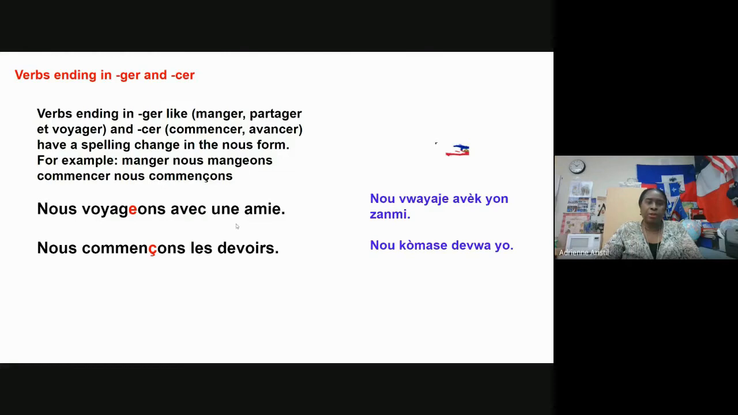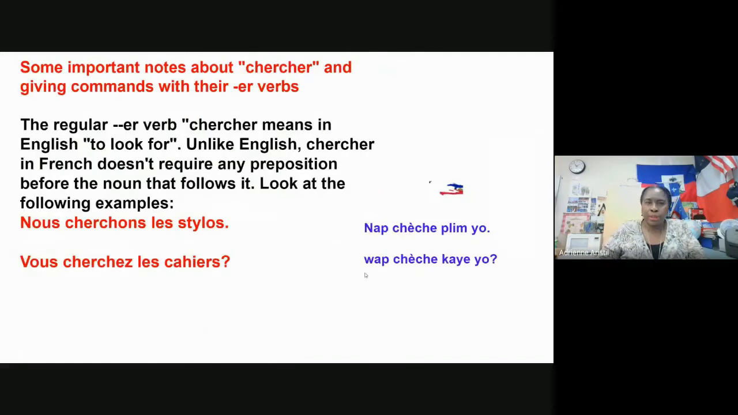This means nous voyageons avec une amie. In English, we are traveling with a friend, or we travel with a friend. Nous commençons les devoirs. We begin the homework. We start the homework. Some important notes about chercher and giving commands with the ER verbs.